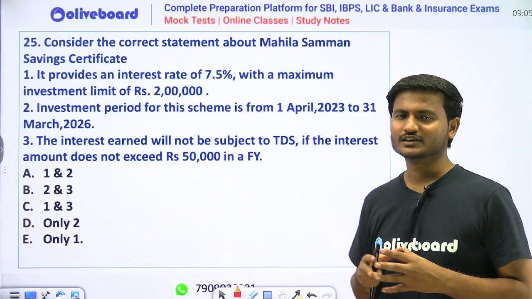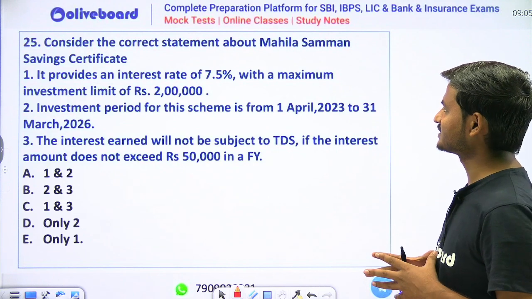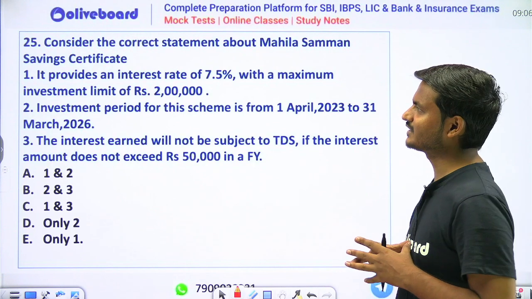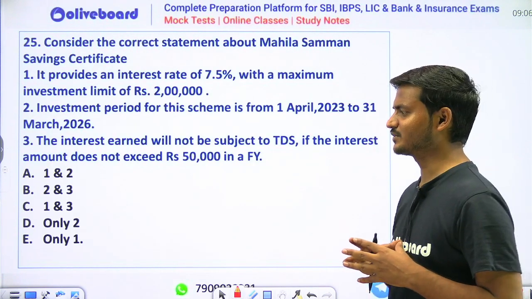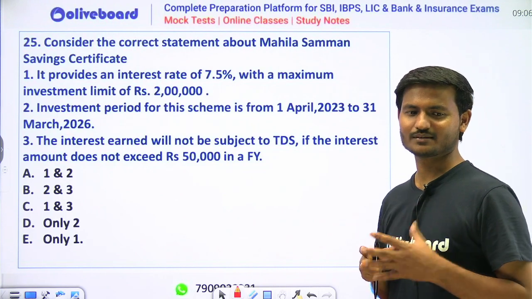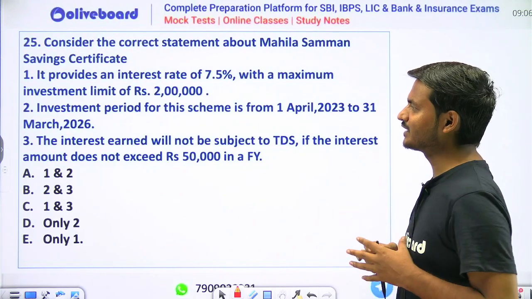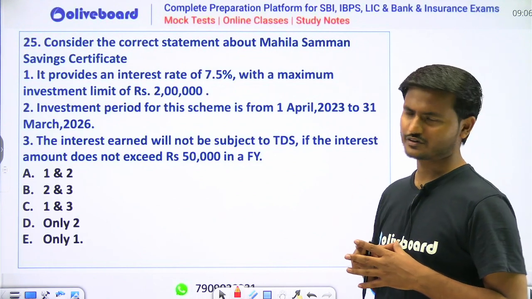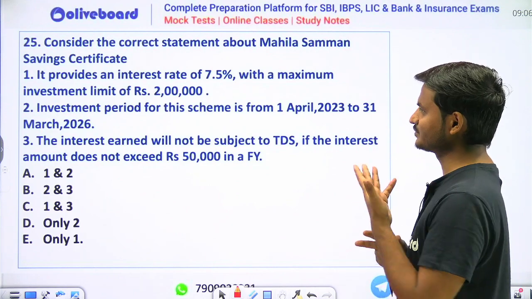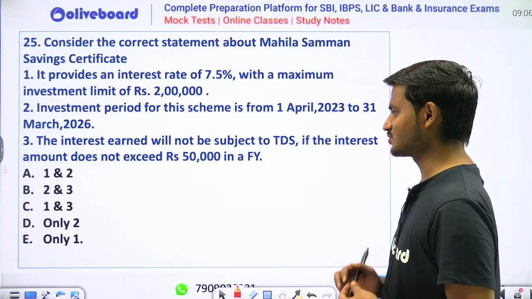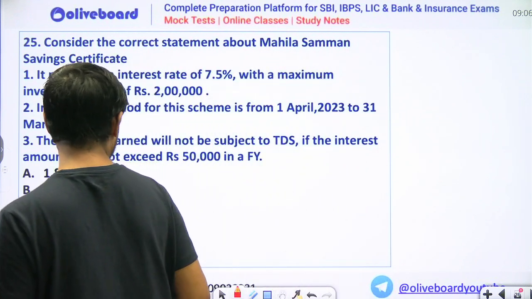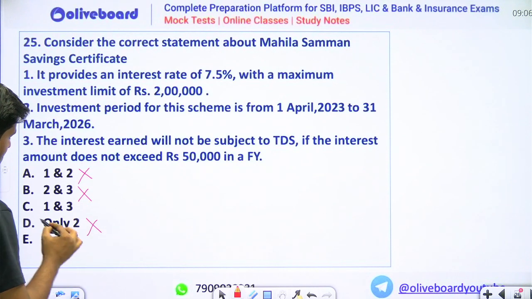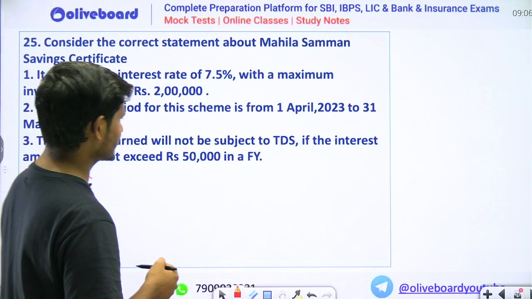Now, next question. Consider the following statements about the Mahila Samman Savings Scheme certificate. It provides an interest of 7.5% with a maximum investment of rupees 2 lakh. Again it's a number game, so I would have left that. Investment period of this scheme is from April 1st to 31st March 2026. Year game, and that is just for 3 years. Which scheme is launched for 3 years? So I will definitely eliminate 2 because the scheme is for 3 years. So 1, A, B and D are left. Now it is 1, 3 and 1, hence 1 is correct.